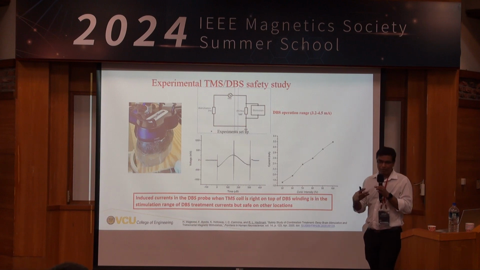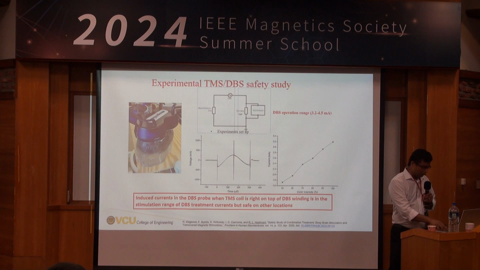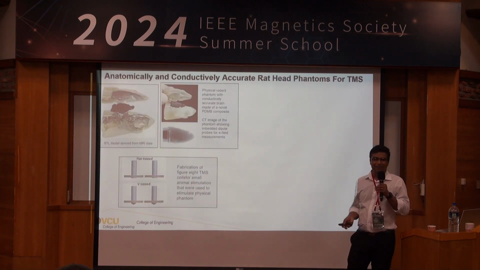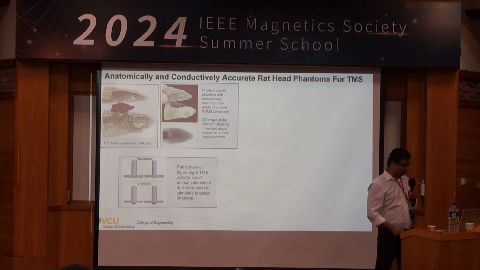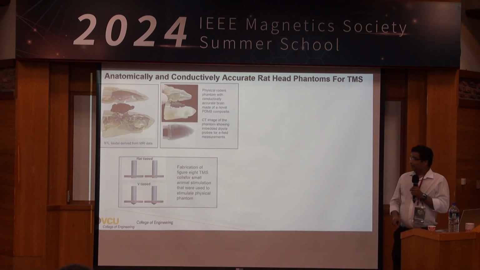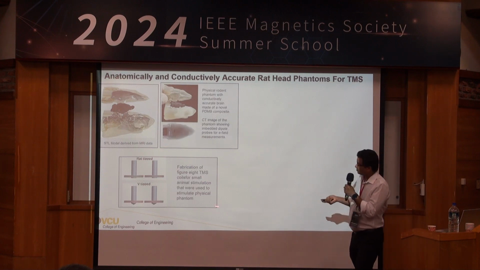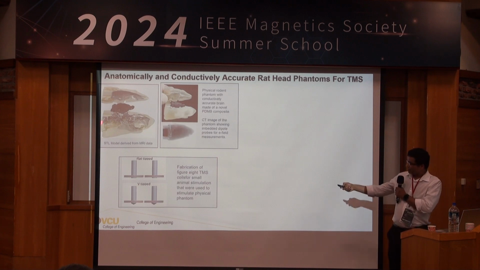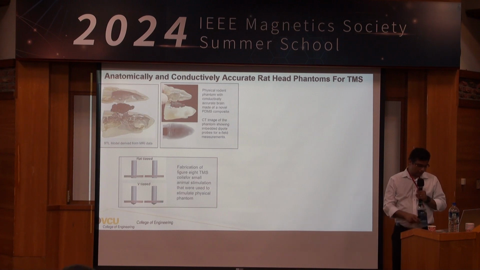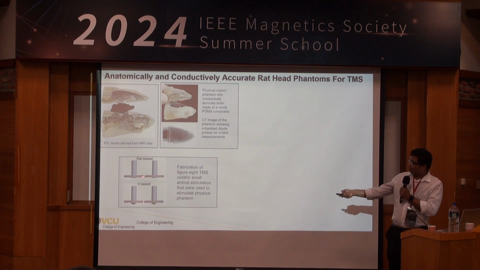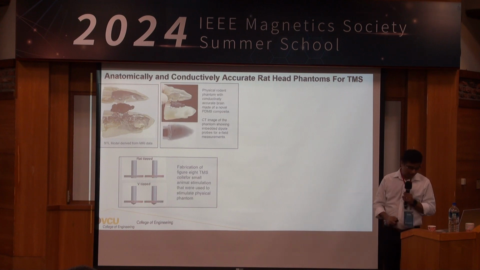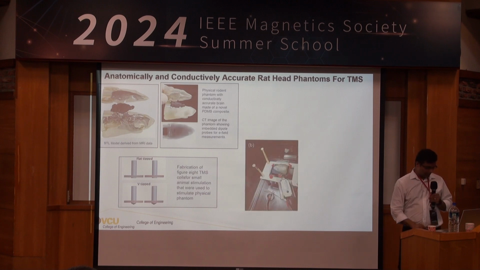And then later on we found that there are several people who have done this without looking at the EM interference. And then we also built brain phantoms for animals, and here we were looking at the induced electric field with different types of coils. These are ferromagnetic cores.